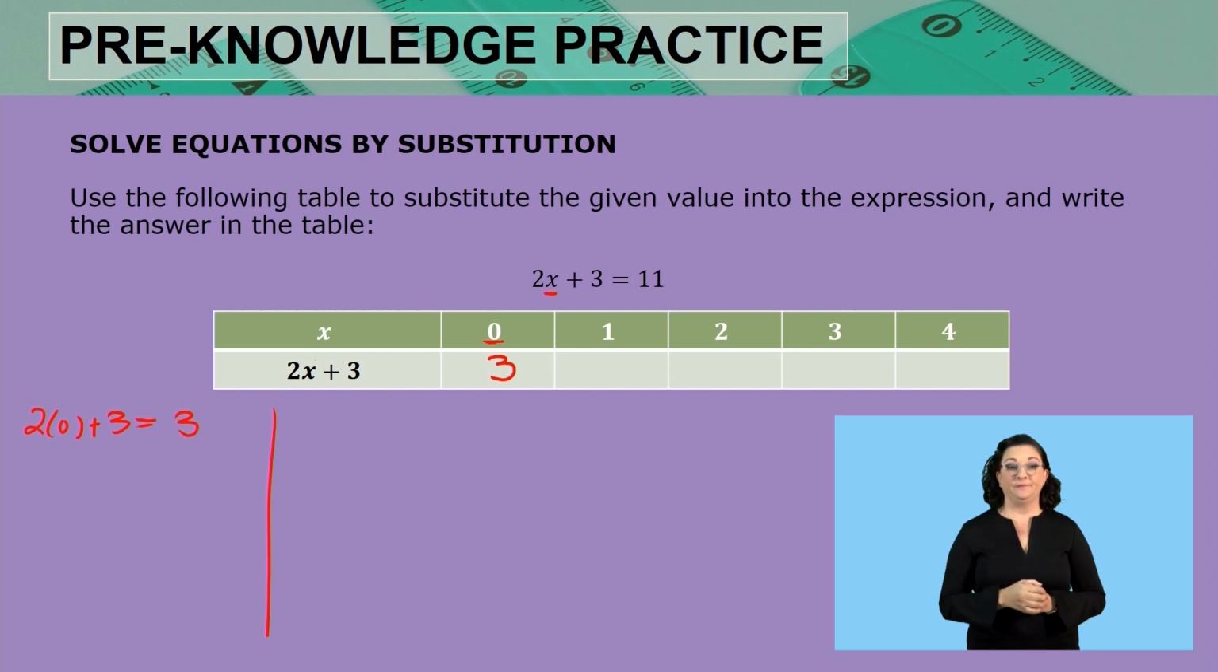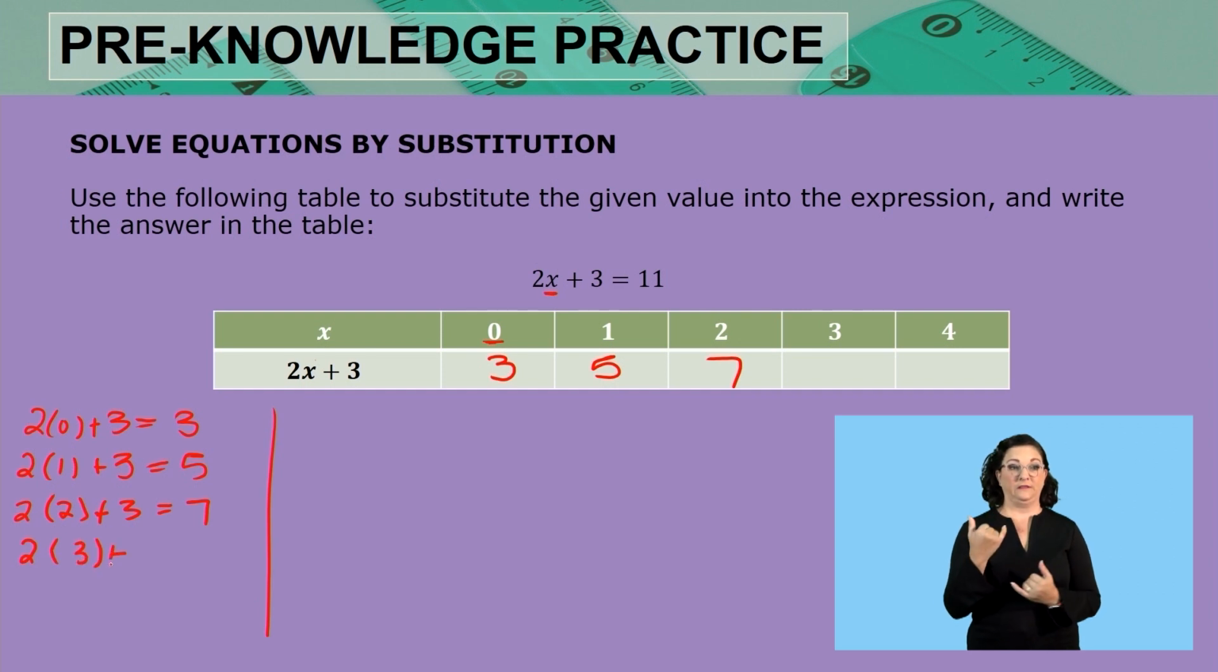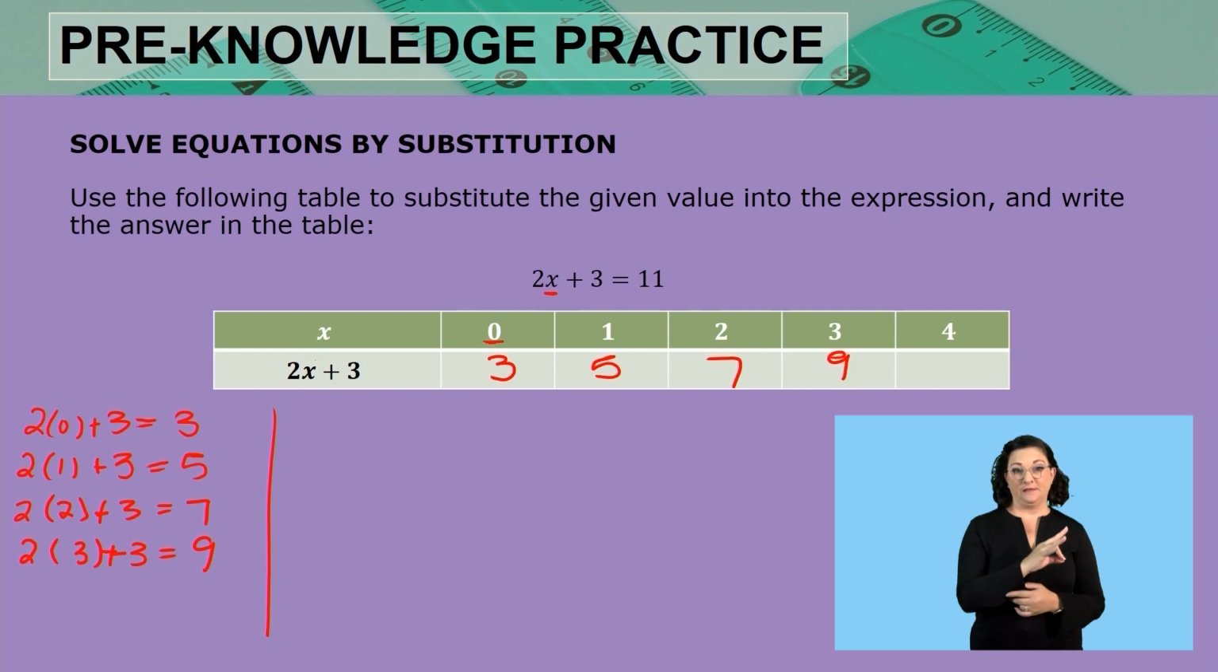Now let's go on and substitute the other values. When we substitute 1, 2 multiplied by 1 plus 3 is 5. If we substitute 2, that is 2 multiplied by 2, which is 4, and when we add 3, that gives us 7. If we say 2 multiplied by 3, that is 6, and when we add 3, that gives us 9. So it's still not the answer that we are looking for.